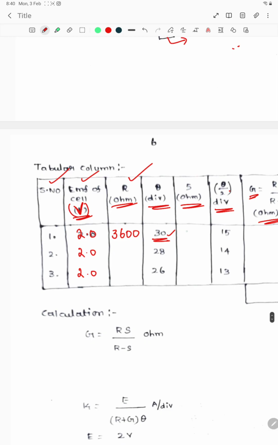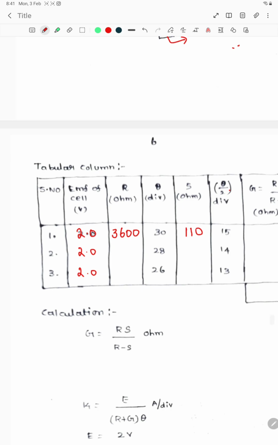The value for which you will get half of that is going to be 110, or whatever similar reading you get in your particular galvanometer. This reading really depends upon the galvanometer that you are choosing. These two columns depend on the galvanometer in your particular lab. This is just an example of how the readings will be given, not the actual readings.